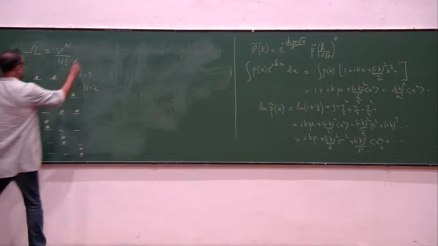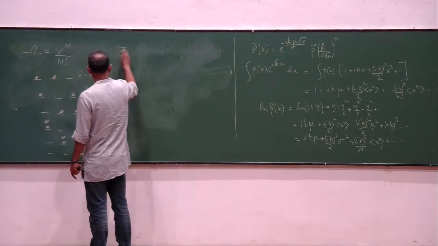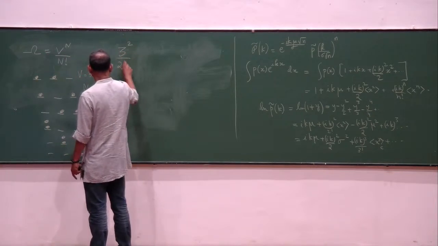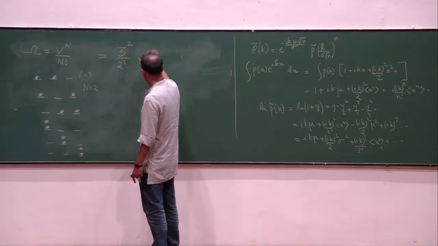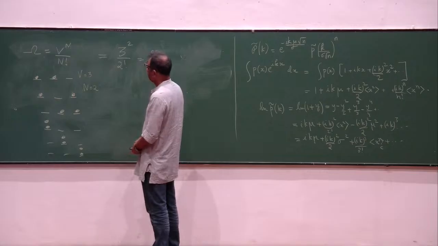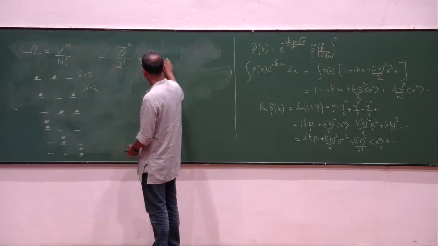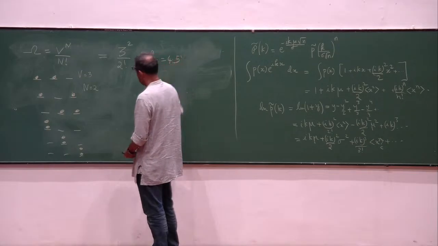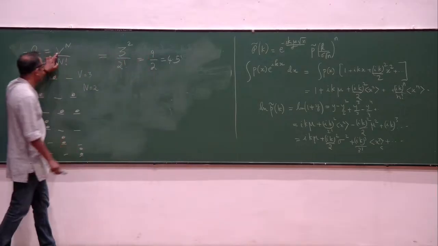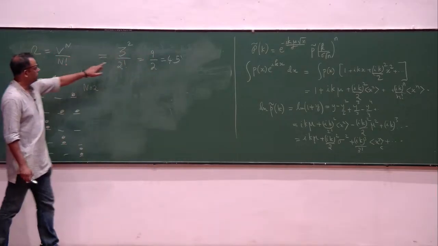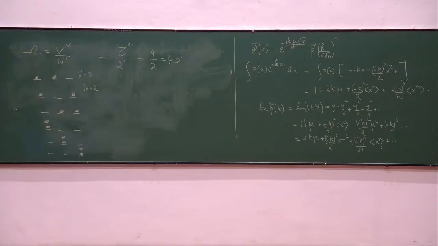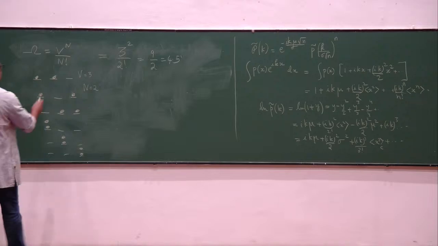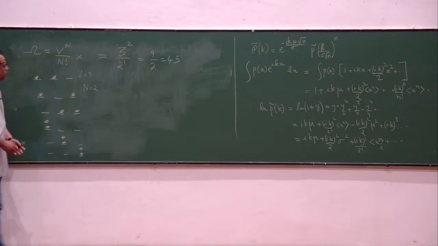What about this formula? 3 to the power 2 by 2 factorial, which is 9 by 2, which is 4.5. V is 3, so 3 squared by 2 factorial. So V to the power n by n factorial cannot be right, since it does not come out to be an integer. So this formula cannot be right. So what can it be?